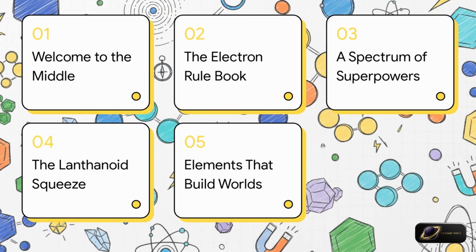So here's our game plan for this explainer. First, we're going to map out our territory, what we're calling the middle kingdom of the periodic table. Then we'll crack open the secret rulebook that these elements follow. After that, we'll see how those rules create a whole spectrum of superpowers. We'll investigate a really weird phenomenon called the Lanthanoid squeeze. And finally, we'll see how these elements are absolutely essential for building the world we live in today.